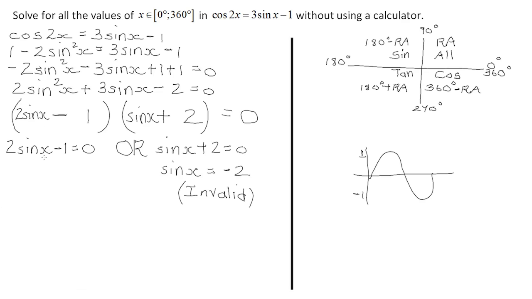Now in this instance, let's find x. 2 sine x is equal to 1. Obviously, sine of x is equal to a half.